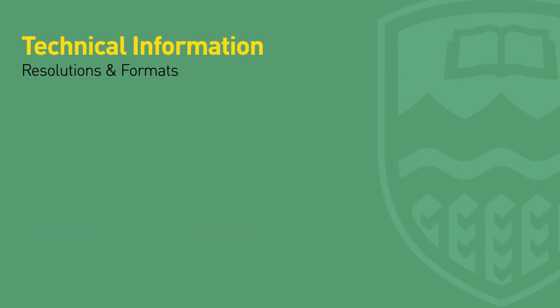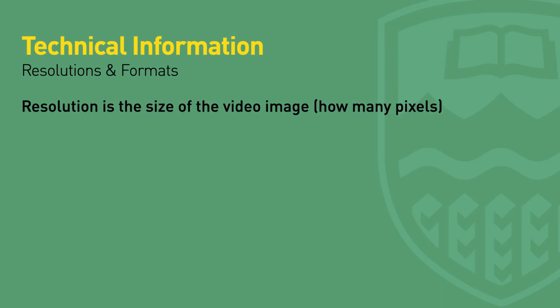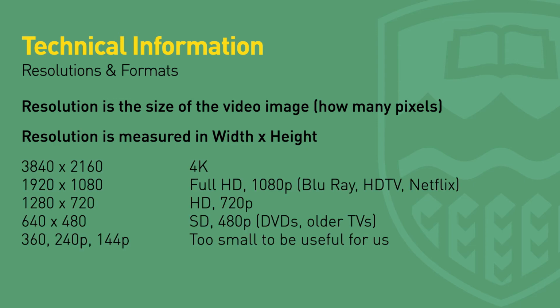Here's a quick primer on some technical information you'll definitely be coming across if you're doing some editing. So resolution is the size of the video image. That is how many pixels, and it's measured in width times height. The most common place you'll see these numbers is when you're selecting the resolution when you're watching a YouTube video. So you can see the numbers here, 3840 pixels across by 2160 pixels going up and down. Full HD is the next smaller size, also known as 1080p. So that's what your Blu-rays, your HD TV, and your Netflix usually streams at.